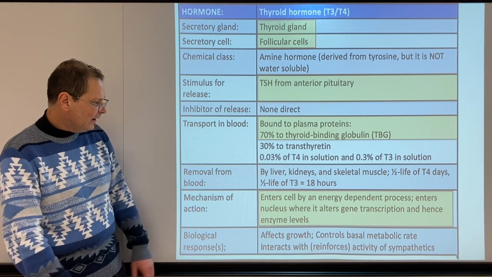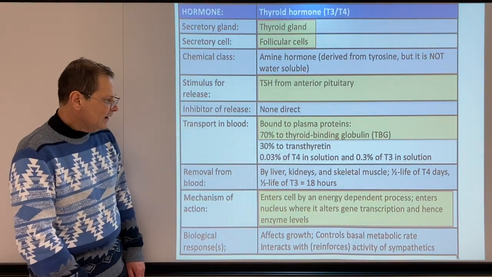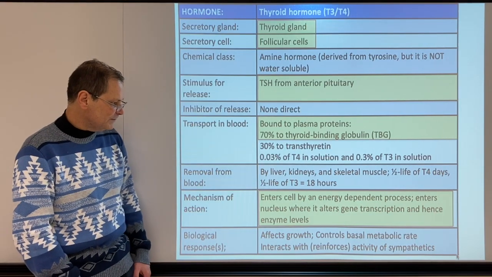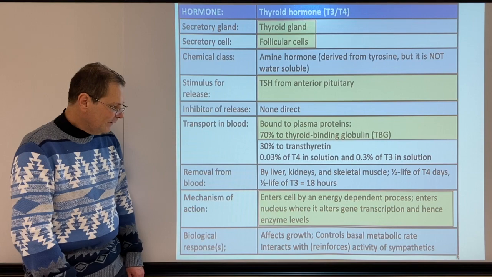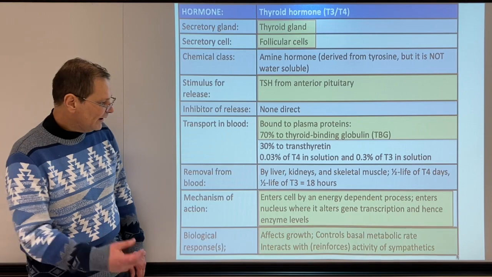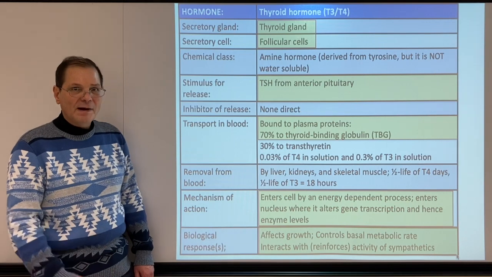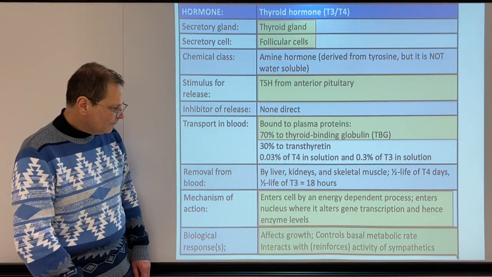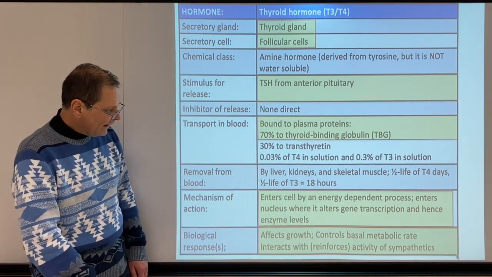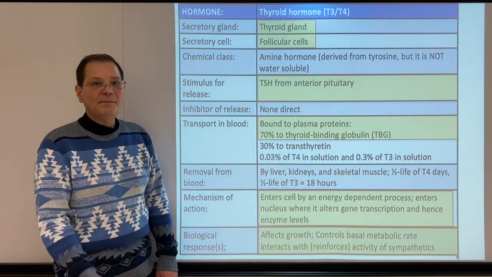And it enters the cell by an energy-dependent process, so it can't just cross the membrane, but it does act in the nucleus, just like steroid hormones do, to alter gene transcription, and it changes the expression of a lot of different proteins, which is the primary way in which it changes metabolism. So growth is affected. We'll talk a little bit more about that in your second year. But it's definitely needed, particularly for development of the brain, and it controls metabolic rate, and that's its primary purpose here.